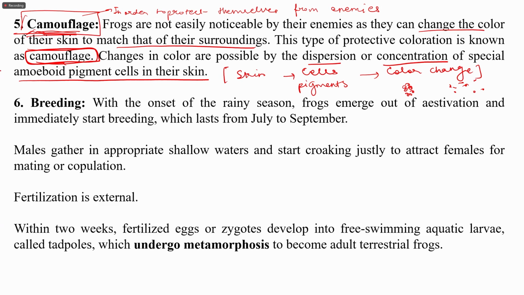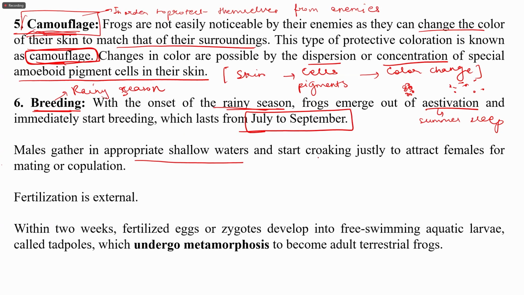The next is breeding. With the onset of the rainy season, we know that breeding happens during the rainy season. Frogs emerge out of estivation. Estivation, again I'm repeating, is summer sleep, and they immediately start breeding, which usually lasts from July to September, that is the rainy season. Males gather in appropriate shallow waters and start croaking.